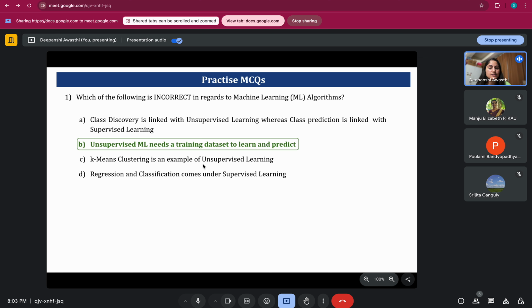And yes, k-means clustering is an example of unsupervised learning. And do not confuse the k-means clustering with the k nearest neighbors. So k nearest neighbor comes under supervised learning, whereas k-means clustering comes under unsupervised learning. So the clustering and the dimensionality reduction, they come under unsupervised learning, whereas regression and classification, they come under supervised learning.